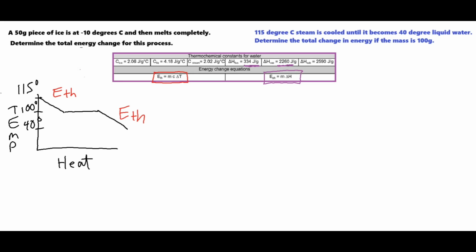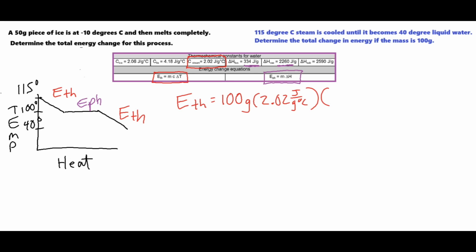And then in the center here, we have one EPH, a phase change calculation. All right, let's go ahead and do both of the ETH ones together. So we have the ETH in the beginning. We have 100 grams of this steam. Now steam is in the gas phase. We're going to want to grab this C value over here. That's the specific heat for steam, 2.02 joules per gram degrees Celsius.